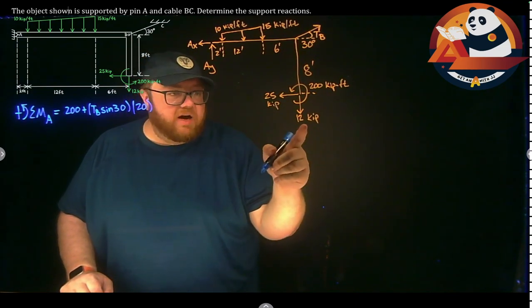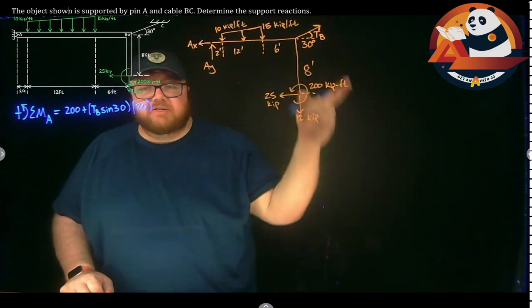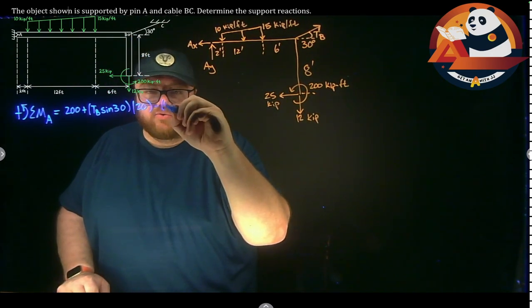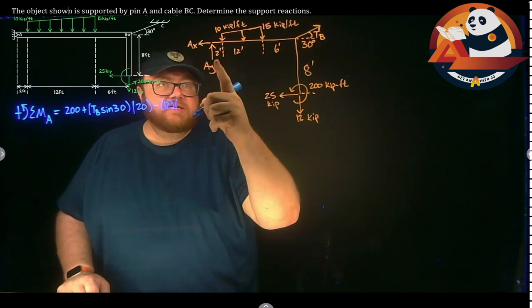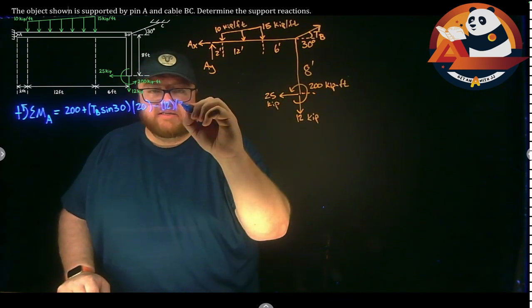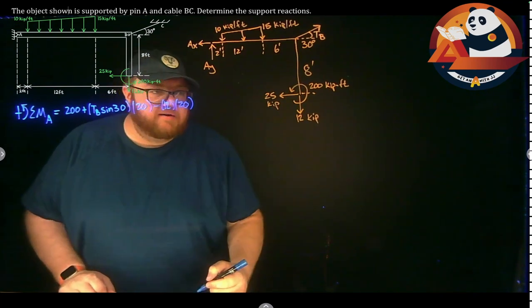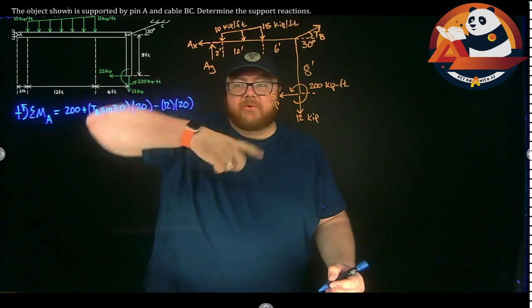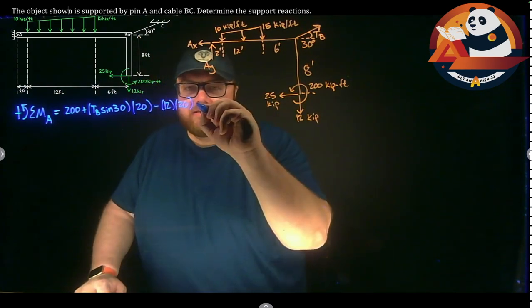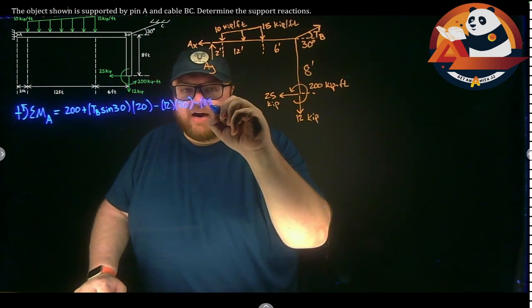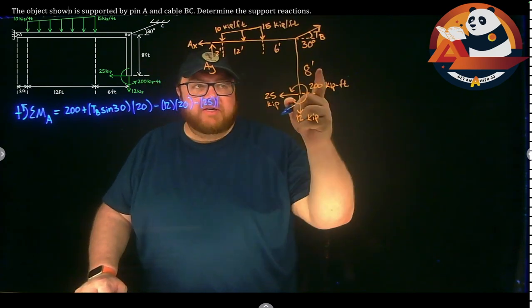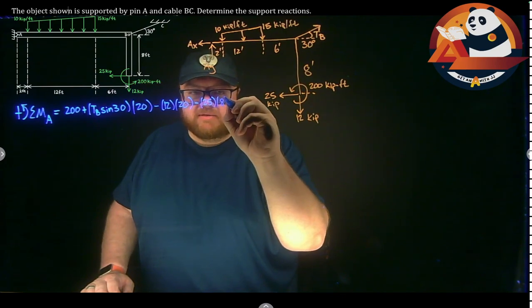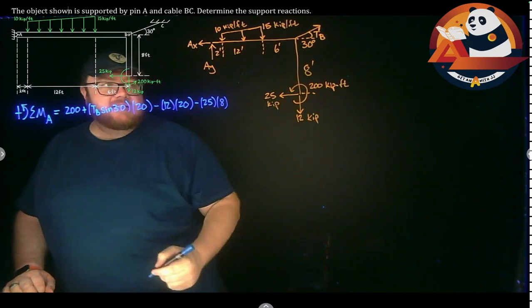Our 12 kip force, that's going to cause a clockwise rotation. I took counterclockwise as positive, so minus 12, our force, times our distance, 2 plus 12 plus 6 is 20. And I think I can get one more piece in here. The 25 will cause a clockwise rotation, so minus, the force is 25. That's an x force, so I need a y distance back to A, 8 feet, times 8. And we'll just wrap that on the next line.